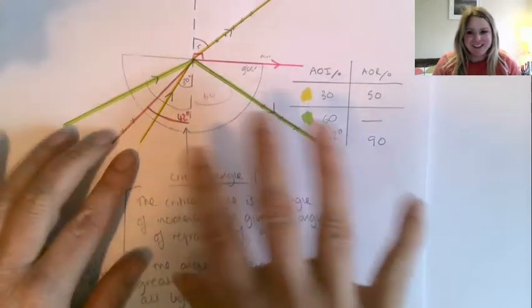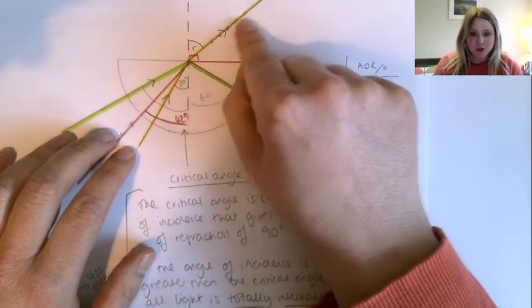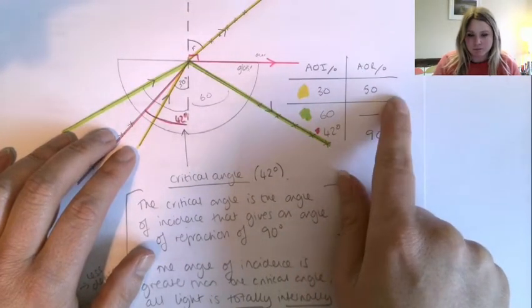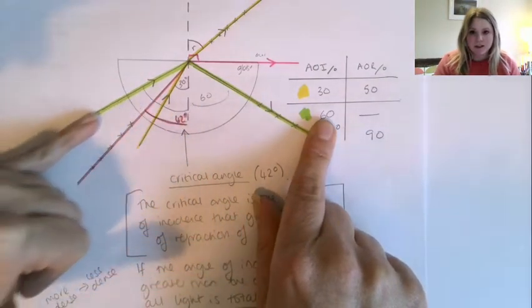We started here shining our incident ray in at 30 degrees, and then we measured our angle of refraction and we recorded that over here in this table. Then we increased our angle of incidence to 60 degrees, and that's this green line.